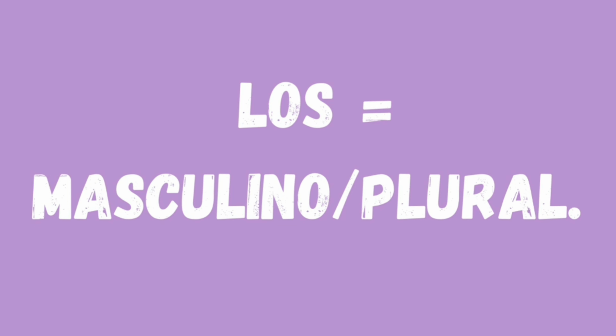Now let's go to our next definite article in Spanish, okay? We have los. When are we going to use los? When we're talking about male. We are having male gender, but plural, okay? So when we're talking about male, plural, male gender, and plural, we're going to use our definite article in Spanish, los. Let's see some examples.